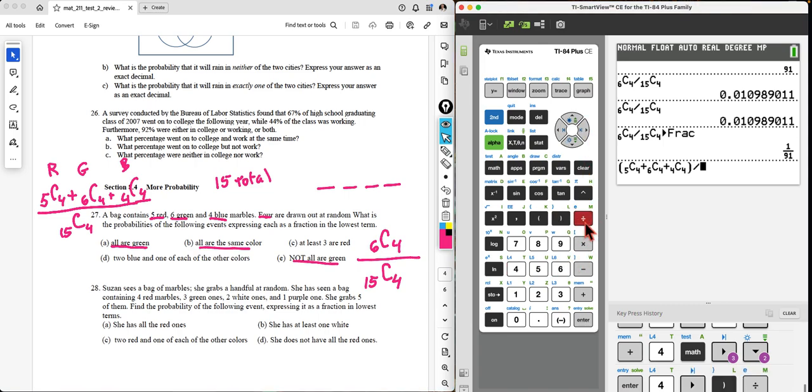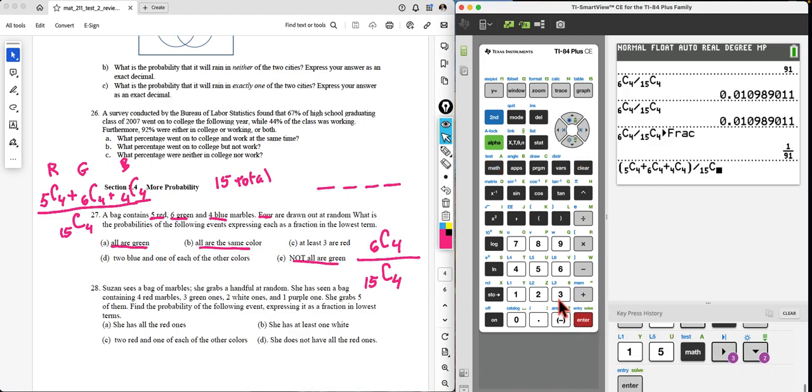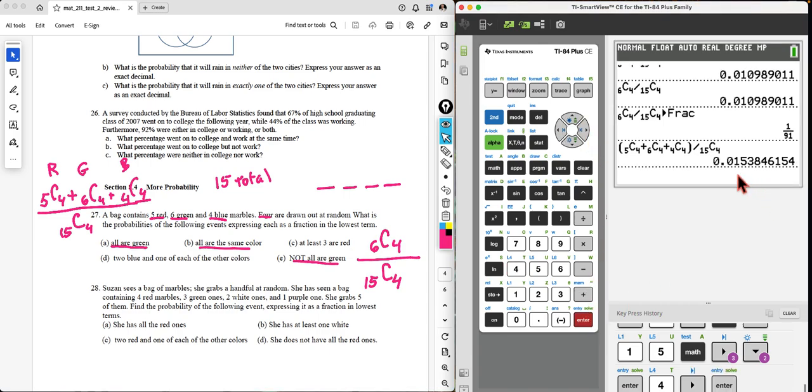And then we're going to divide this all by the total things that can happen. Well, we've got 15 marbles, and we're going to choose 4 of them. Order's not important. So that's good things over the total things.